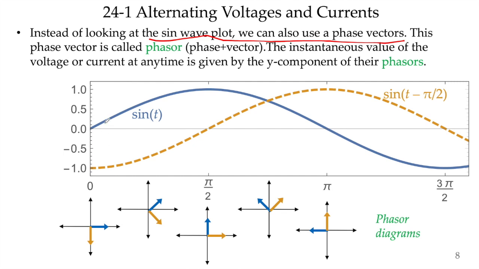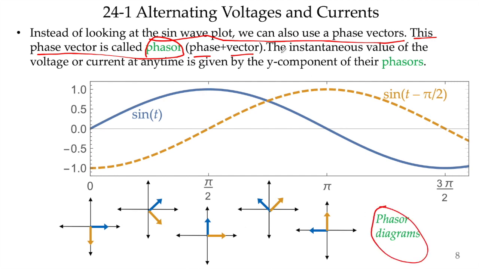So the blue vector is for the blue curve, sine t, and the yellow vector is for the yellow curve, which is sine t minus pi over 2. This phase vector is called a phasor. It's a made-up word from the two words phase plus vector, so it's called a phasor. These are called phasors, and these are also phasor diagrams.